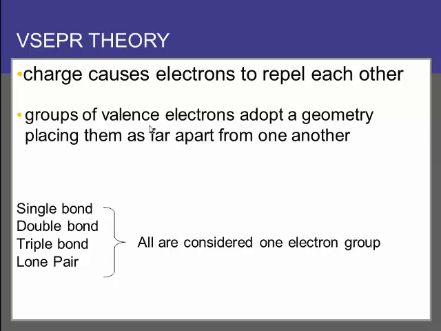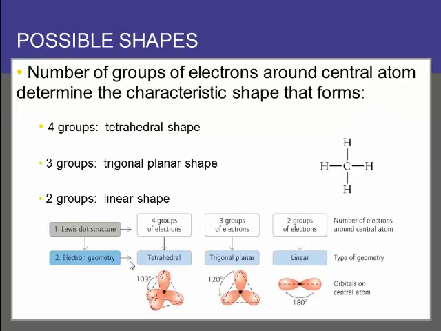And when we're discussing groups of valence electrons, a single bond, a double bond, a triple bond, and a lone pair are all considered one electron group. So even though the double bond has 4 electrons in it and the triple bond has 6 electrons in it, each is still considered one electron group. So it's the number of groups around the central atom that determines the characteristic shape that can form.